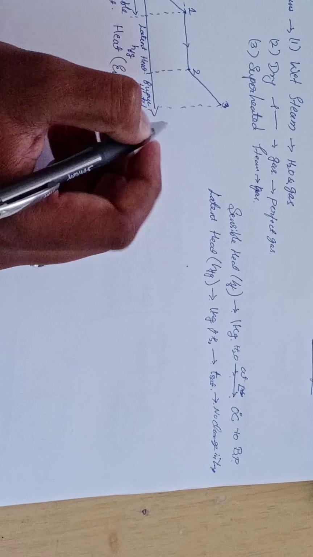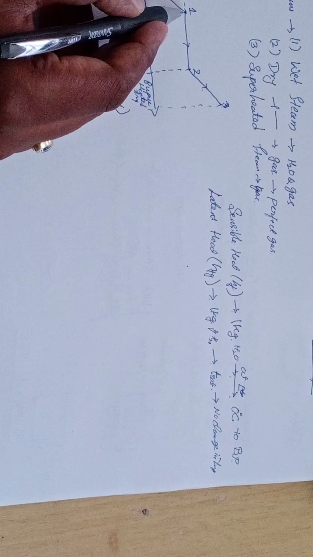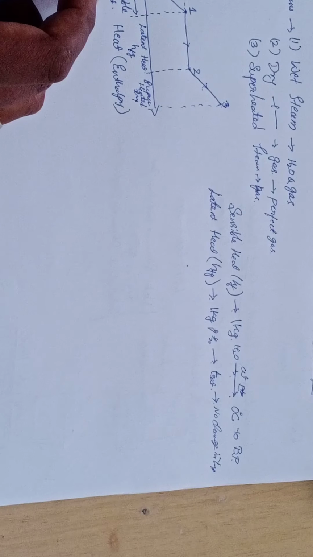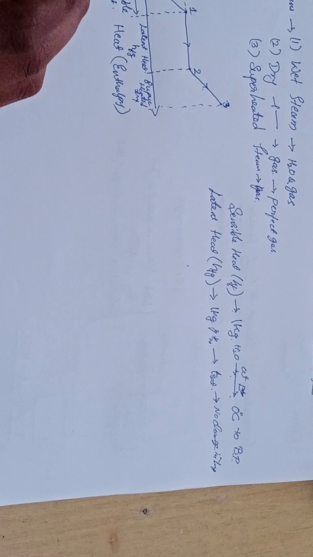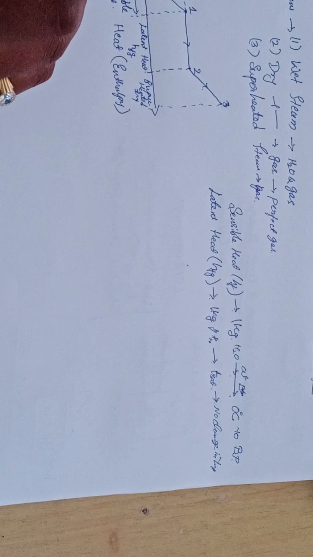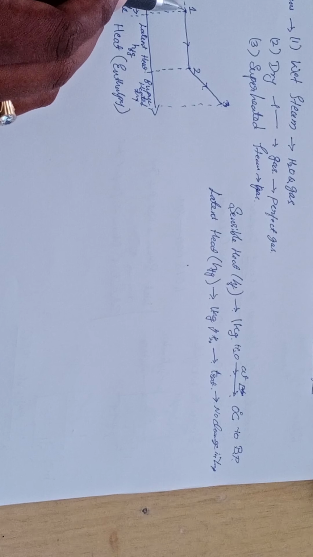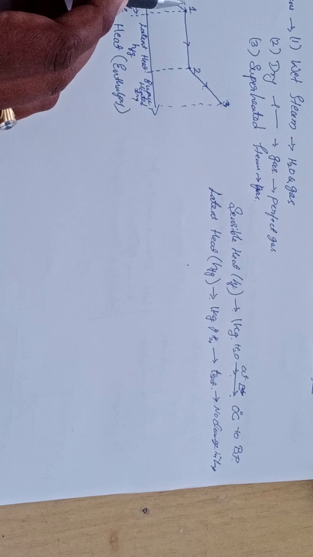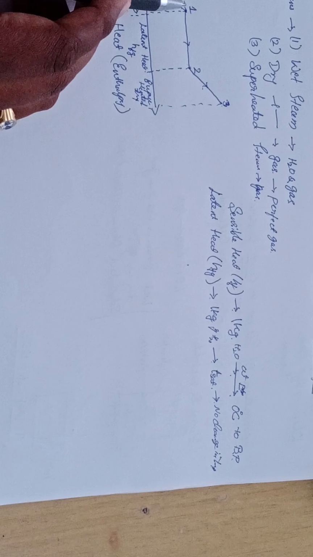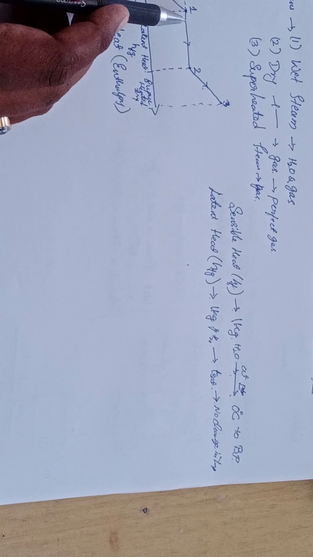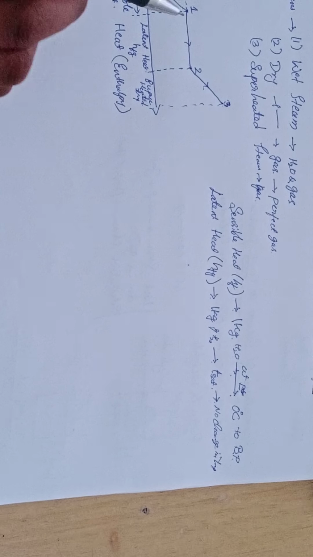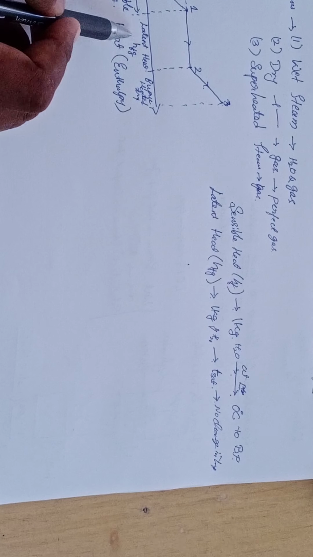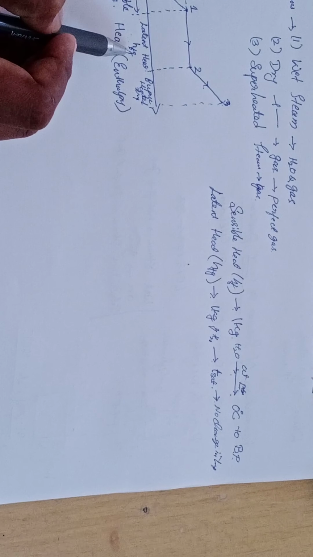So from point 0 to 1 is considered as sensible heat. In this sensible heat, 1 kg of water is converting from 0 degrees Celsius to its saturation temperature, or boiling point. At the saturation temperature, the water starts converting into vapor. That temperature is called the saturation temperature. Next, point 1 to point 2 is considered as latent heat, that is denoted by hfg.